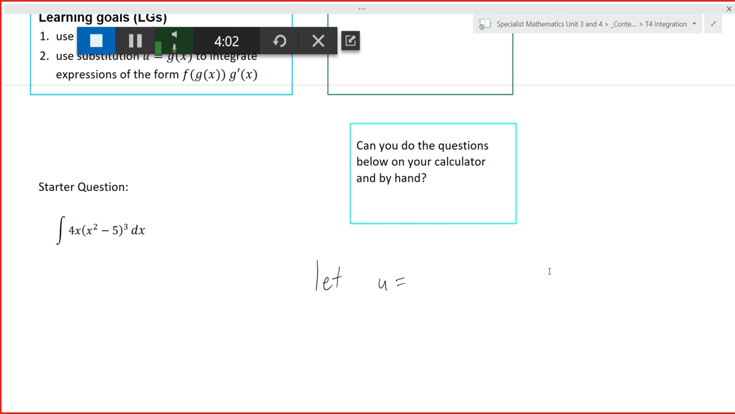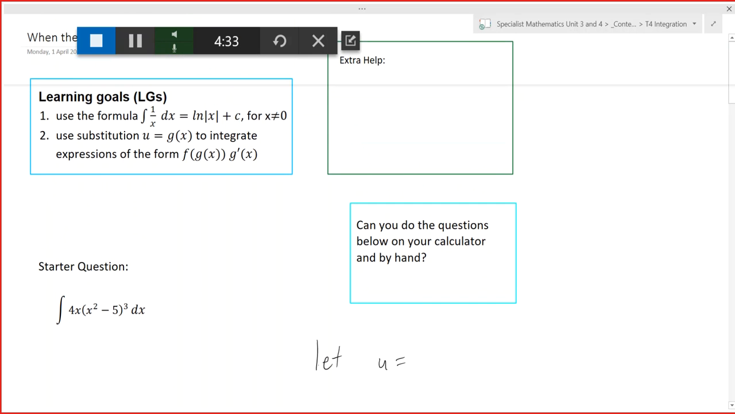There's some indicators. So first of all, there's a function within brackets that's to a power. So that's like an indicator that we've got to let u equal to something. Now, if there's something outside the brackets that looks like the derivative of what's inside the brackets, that's also a key to do what we're focusing on today.